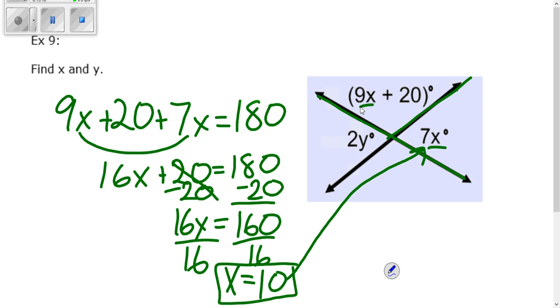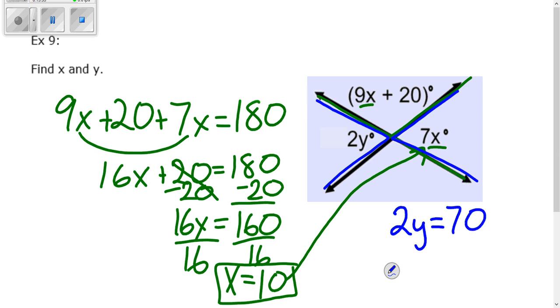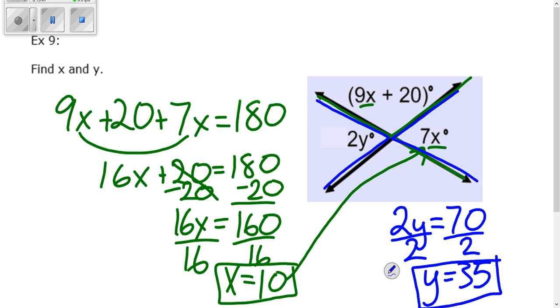and now we have 2y and 7x that we now know is 70. Those are vertical angles. So now we can say 2y equals 70. Get y by itself, and y equals 35.